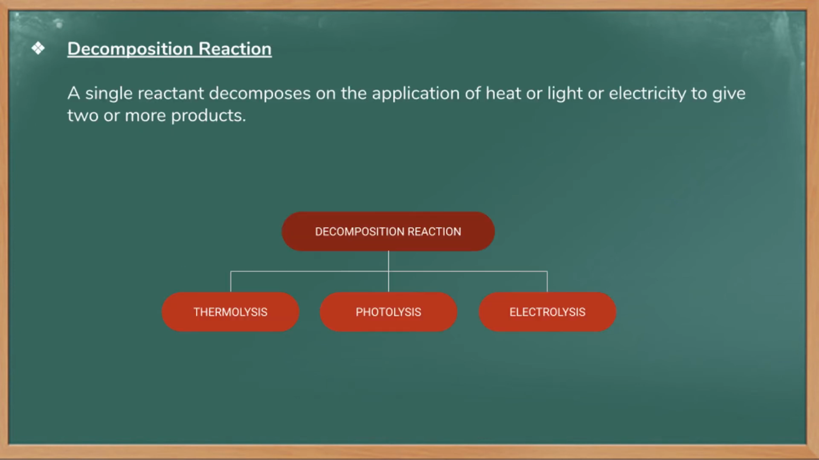The second type is decomposition reaction. Reaction in which a single reactant decomposes on the application of heat or light or electricity to give 2 or more products. 3 types of decomposition reaction are thermolysis, photolysis, electrolysis. We shall learn about each one in detail.